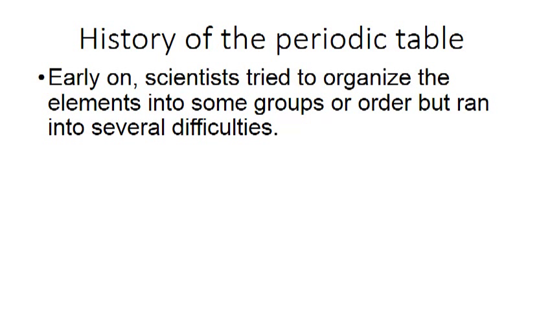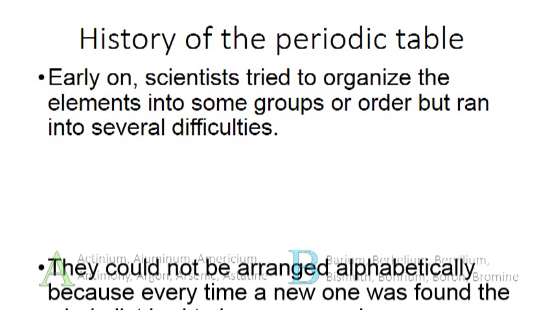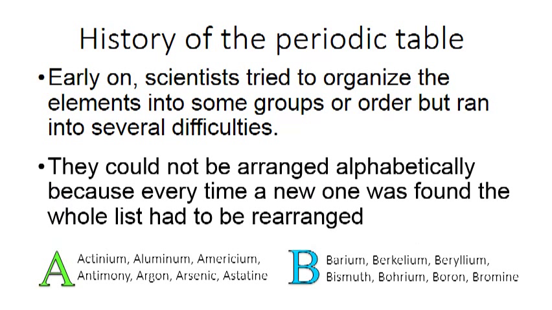Now I'd like to go over a little bit of the history of the periodic table. Early on, scientists tried to organize the elements into some groups or order, but ran into several difficulties. They couldn't arrange things alphabetically, because every time they found a new element, they'd have to rearrange the entire list. So alphabetical order didn't seem to work.